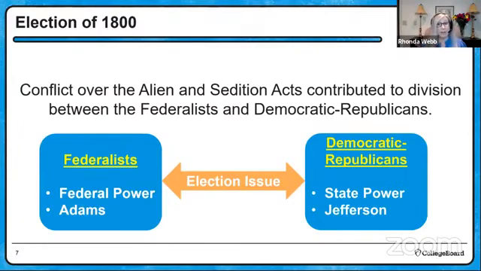Then the Democratic Republicans believed that they really wanted to hang on to that state power. That was something that they were trying to hold on to and not turn over too much power to a federal government. And I think part of that may be that old colonial fear of getting too much like a monarchy. So bottom line, this becomes one of the main issues in the election of 1800: state power versus federal power.